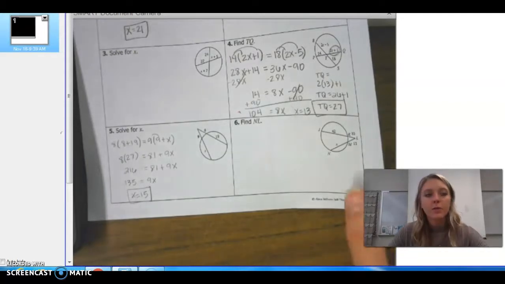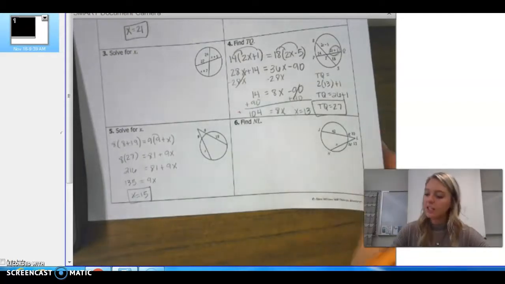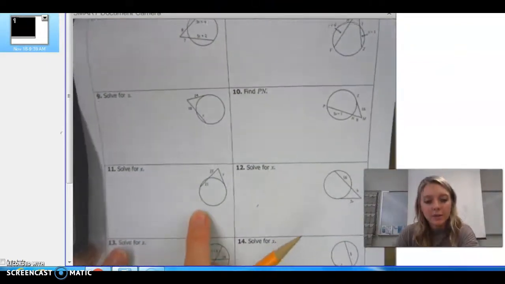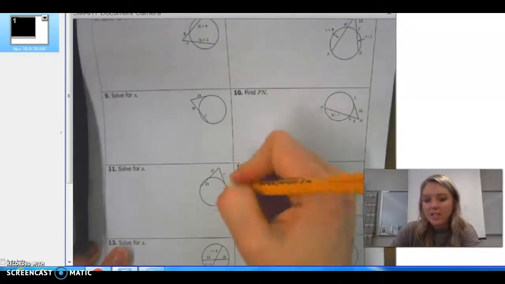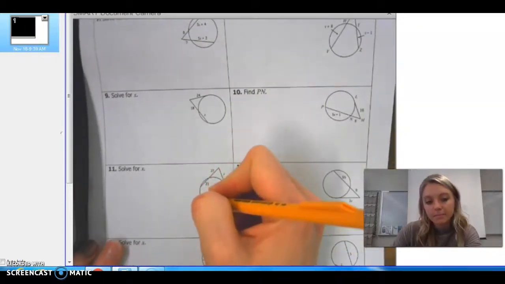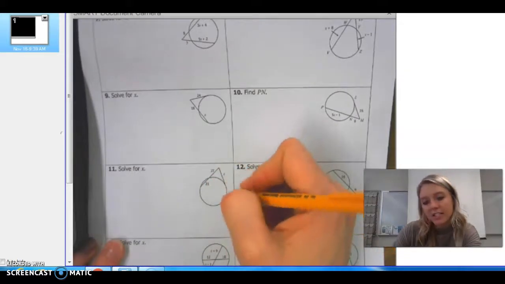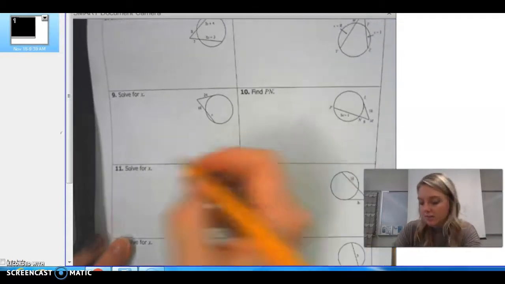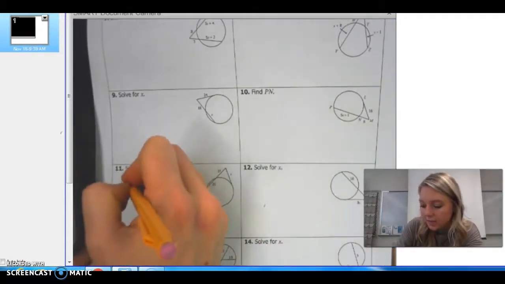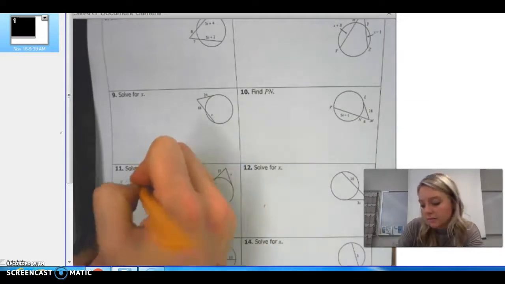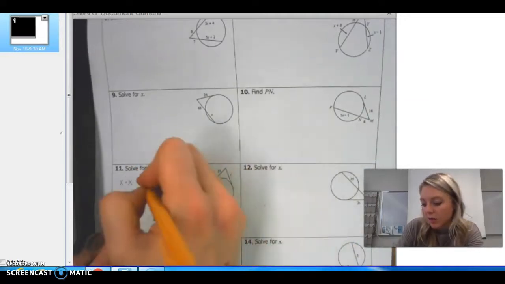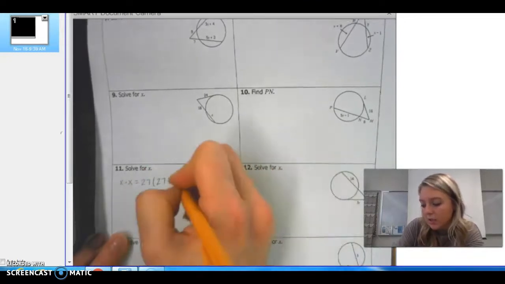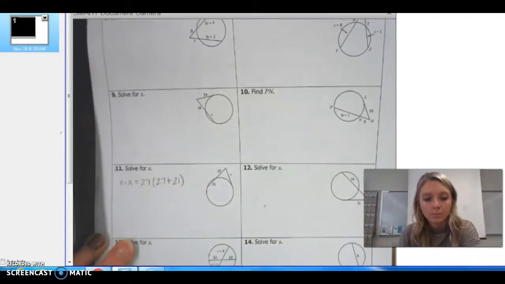All right, let's flip over and do 11 and 13 together. 11 is a type 3 where we have a tangent with a secant. So I'm going to take care of the tangent first. The part outside times the whole tangent is going to be x times x. And then the secant, the part that's outside, times the whole, which is 27 plus the 21.